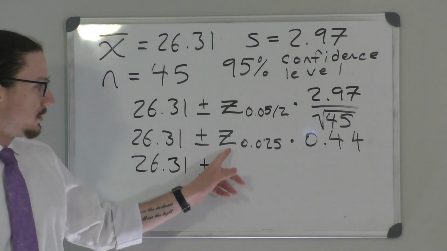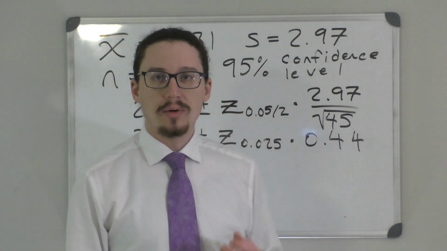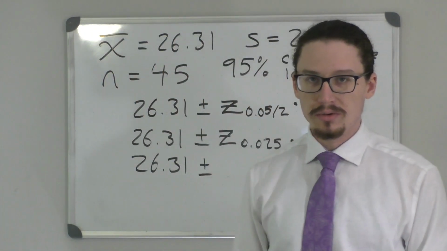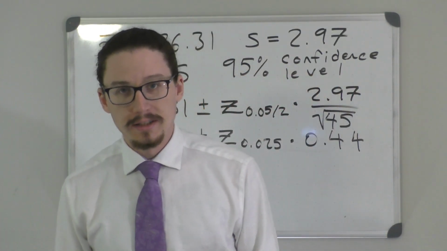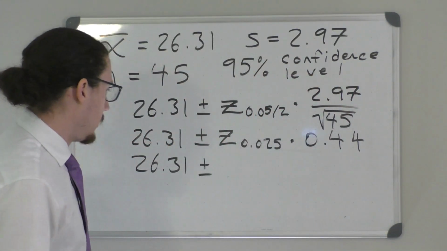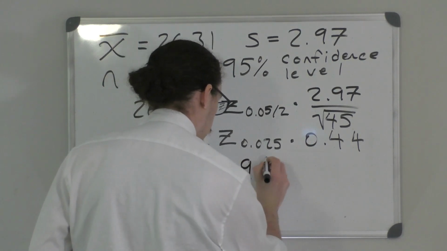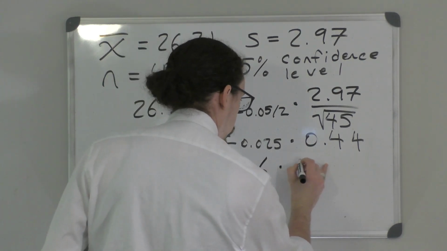All right, so once we get to this point, we need to find that critical value. All right, we're looking for Z 0.025. We've already looked at this. We should know that this is 1.96.